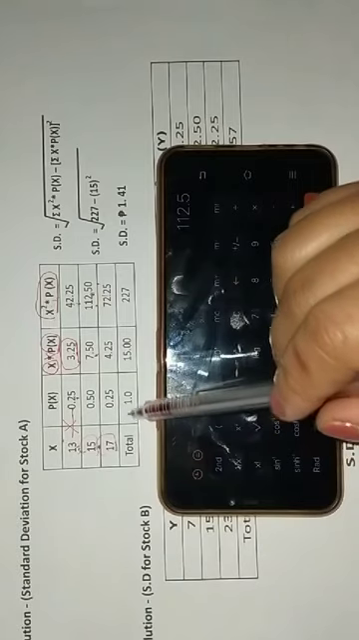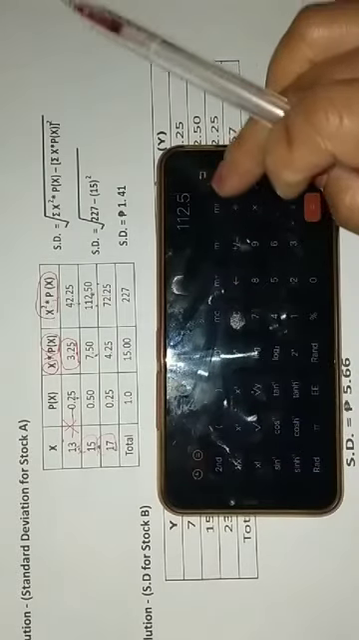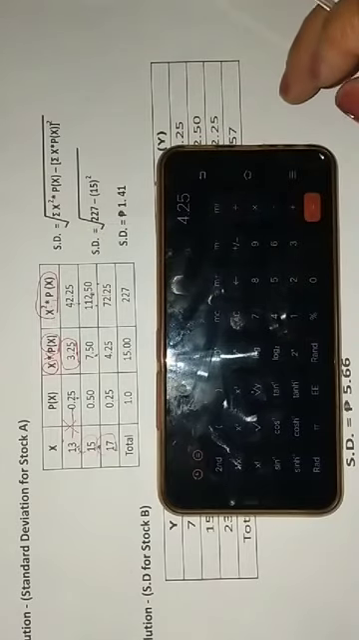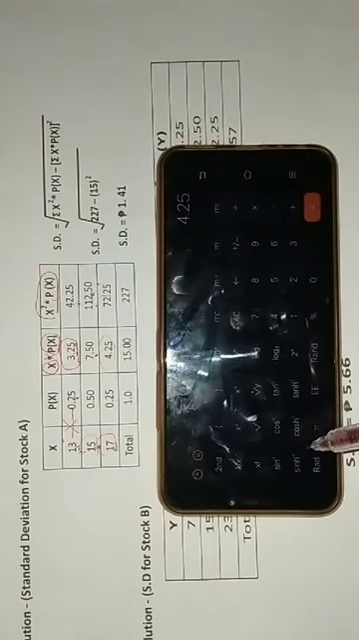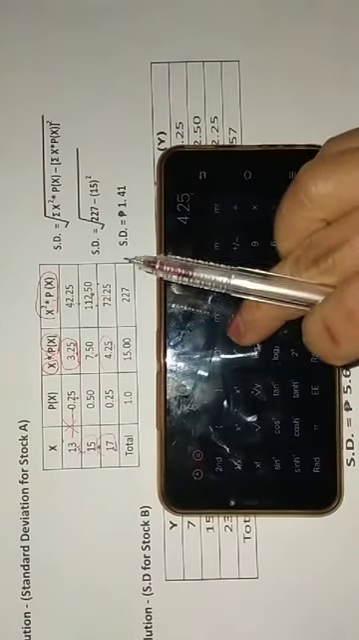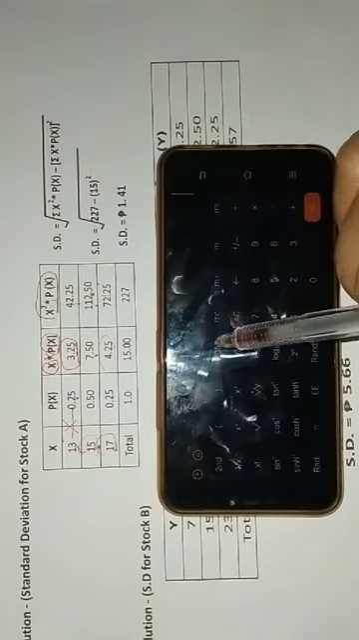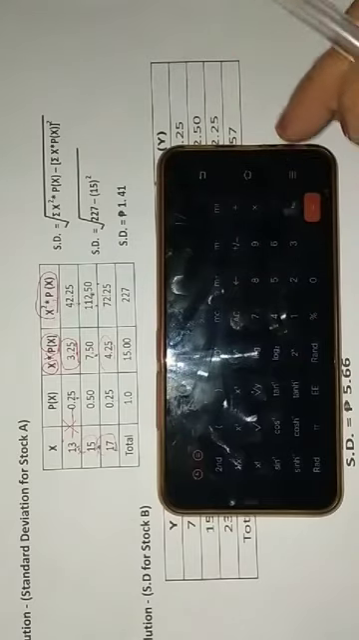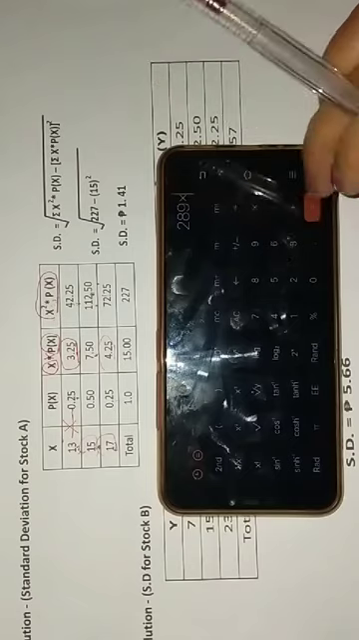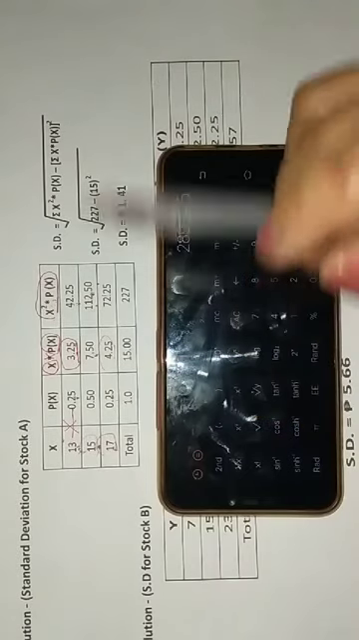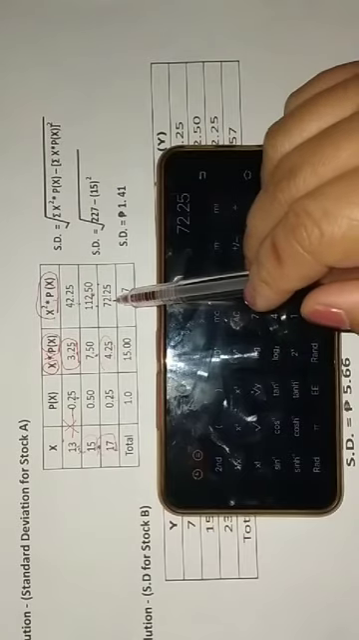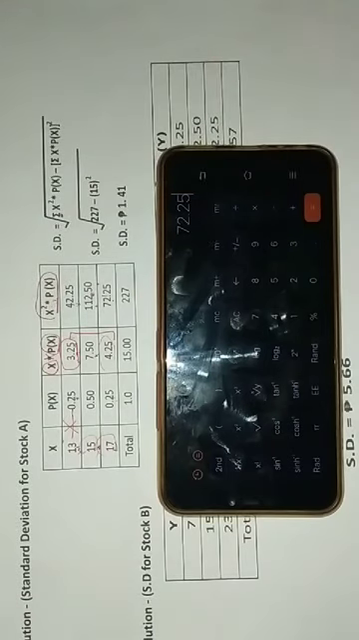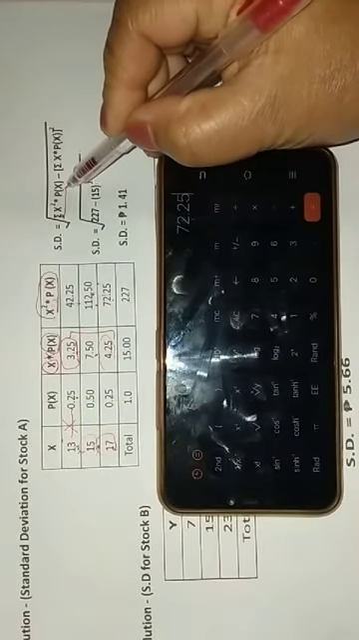Sa 17 na nga stock. 17 times 0.25. Kita na to. 17 times 0.25 is equal to 4.25. Okay? 4.25. And then, ato siyang i-solve diri sa kanina na equation. 17 to the power of 2 is equal to 289. I-times na to sa 0.25 nga probability. Is equal to 72.25. I-total na to ni siya. Kaya ang ginaingon ba diri summation.